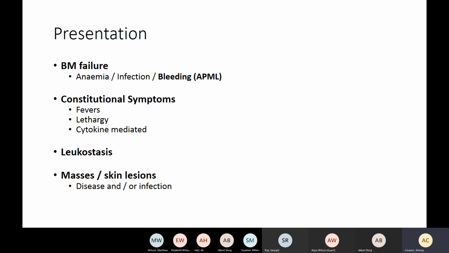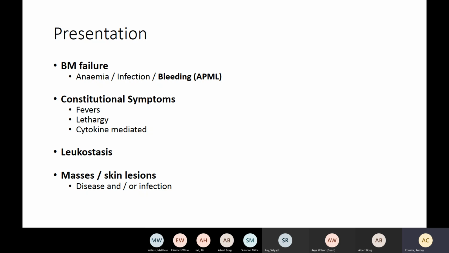So, moving on from the theoretical genetics underpinning AML, how does AML present? Most of the time, AML will present with bone marrow failure, and that takes the form of anemia, or more commonly, infection, and sometimes bleeding. And the reason that it's so important to know about APL, even though we treat it very differently to other AMLs, is it can present with catastrophic bleeding.